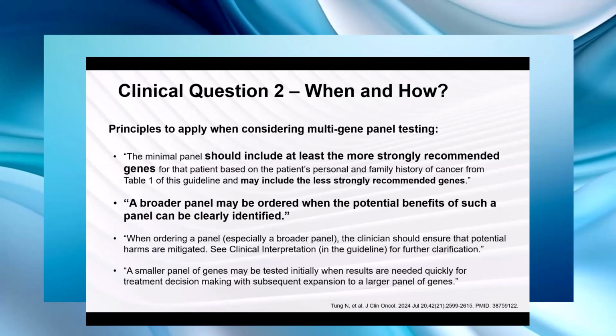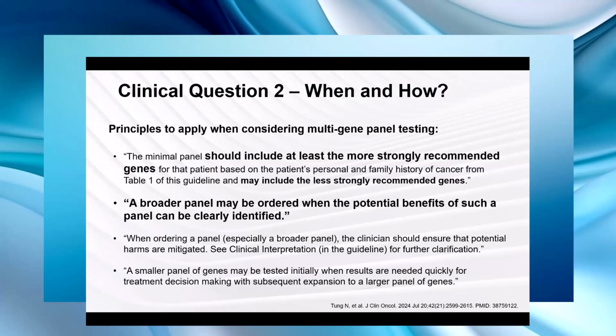So the group was really looking at these principles to help guide this recommendation. That the minimal panel, which is proposed for that patient's test, should include at least the more strongly recommended genes for the patient based upon their personal and family history of cancer. And this is all listed out in Table 1 of the publication in this guideline. It may include some of the less strongly recommended genes, but it should include those which are highlighted in the first column as more strongly recommended.